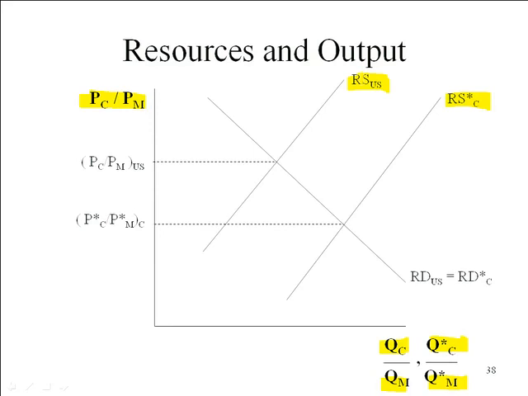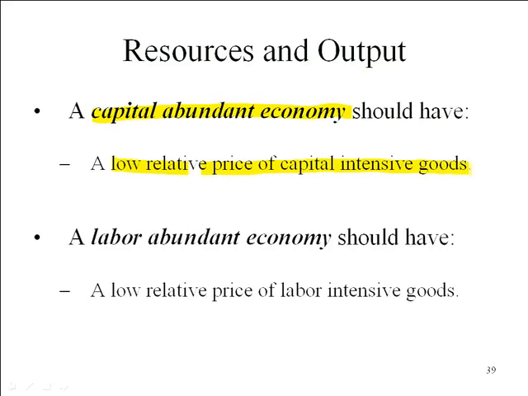The other thing that you can see here is the relative price of cloth is going to be lower in the labor-abundant country. So in the capital-abundant country, we end up with a low relative price of the capital-intensive good, while in the labor-abundant economy, a low relative price of the labor-intensive good. So knowing something about factor abundance, and something about factor intensities of the goods, tells us something both about the relative supplies as well as the relative prices.